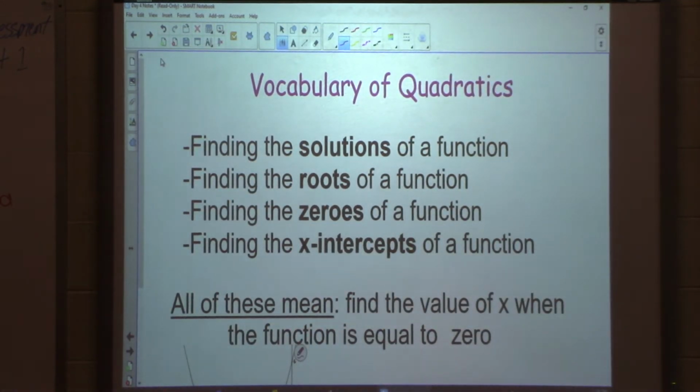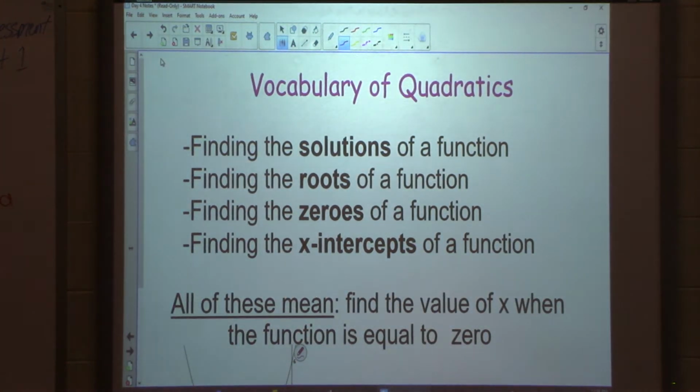So, the next thing we're talking about, whenever it says finding solutions, that's the same thing as zeros, roots, x-intercepts. We just talked about on a graph, the solution is always at the x-intercept.